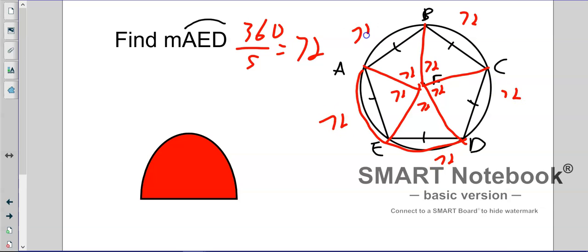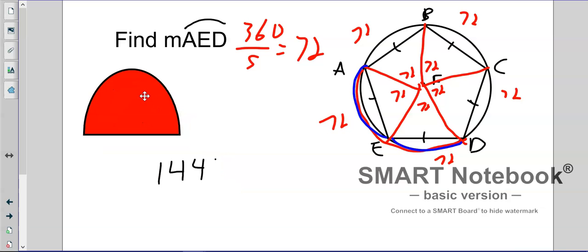So all you have to do is multiply how many pieces you have times 72. So in this case, we're doing 2 pieces. So that's 144. But if, say, we would have done ADC, we would add another 72. If we did ADB, it would have been another 72. Or 360 minus 72. Either way.